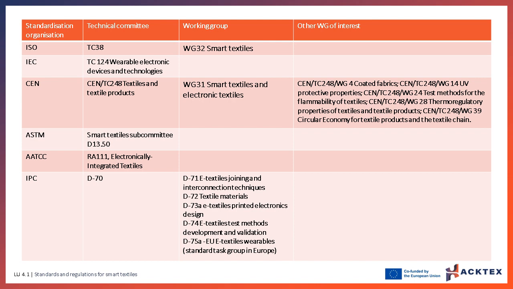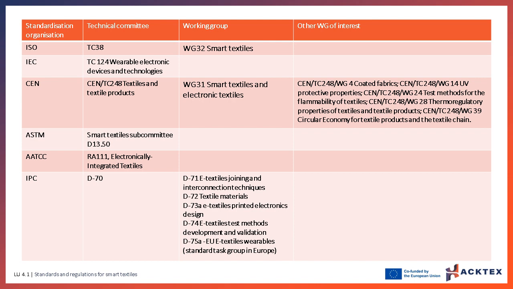At EU level, standards for smart textiles are developed by the Technical Committee CEN/TC 248 Textiles and Textile Products, Working Group WG31 Smart Textiles and Electronic Textiles. Other working groups are of interest for smart textiles, as they address controlled functionalities of textiles and other aspects important for the sector. For ISO, standards regarding smart textiles are developed by Technical Committee TC38, Working Group WG32 Smart Textiles.